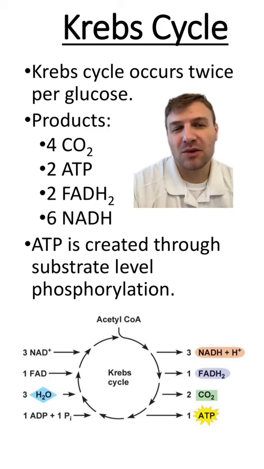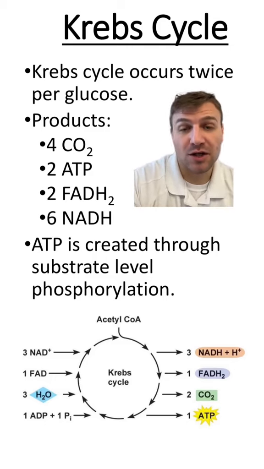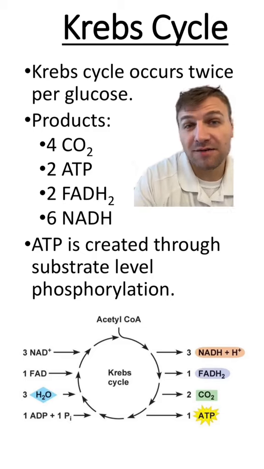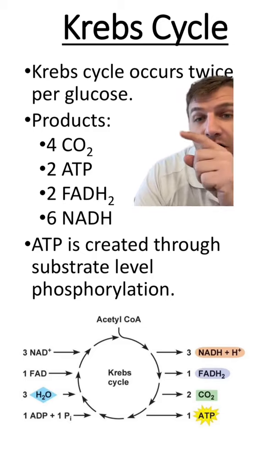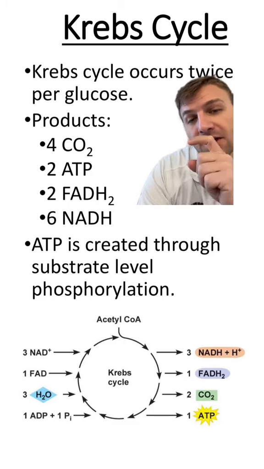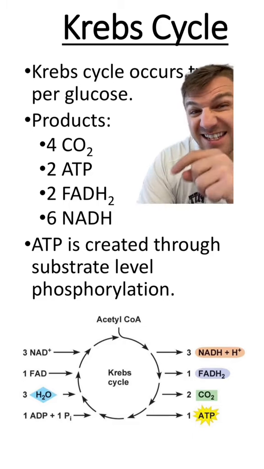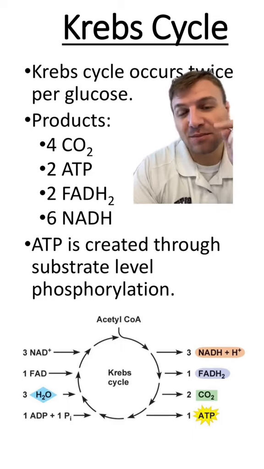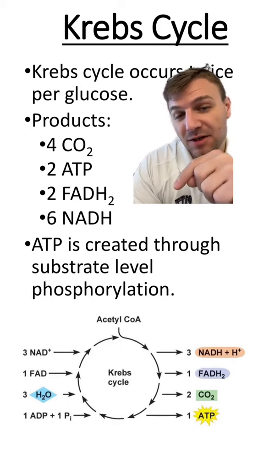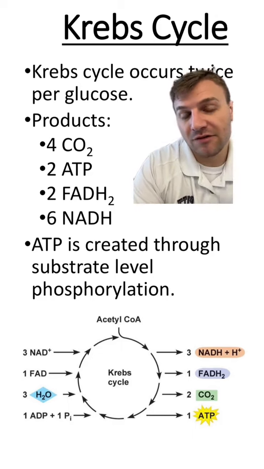It's important to remember that the Krebs cycle occurs twice per glucose molecule. And the final products of the Krebs cycle after occurring twice are 4 CO2, 2 ATP, 2 FADH2s, and 6 NADHs. One last thing, it's important to remember that this type of ATP production that we're seeing here is through substrate level phosphorylation.